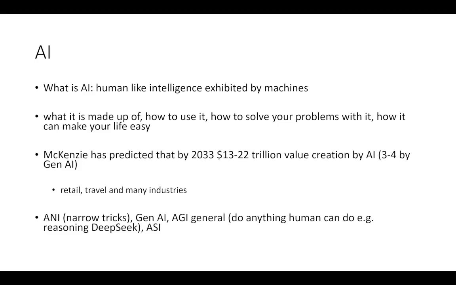Now, a little bit of basic categorization of AI. ANI is artificial narrow intelligence. This talks about narrow tricks, like some problem solving, some automation that we do. In fact, most of the AI that we see today is ANI. Of course, there is Gen AI. Right now, some people don't call out Gen AI separately from ANI.